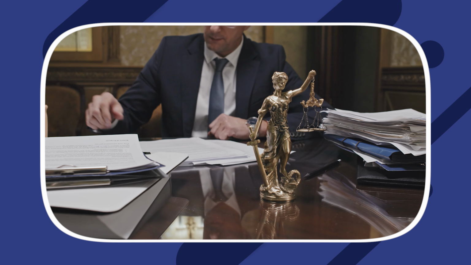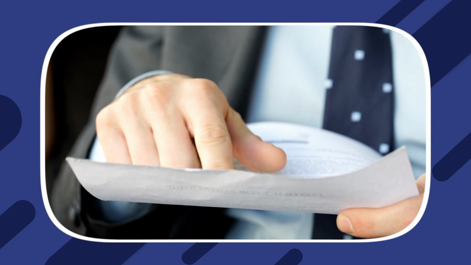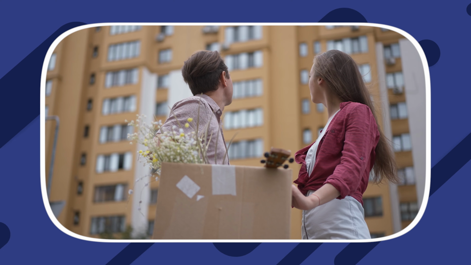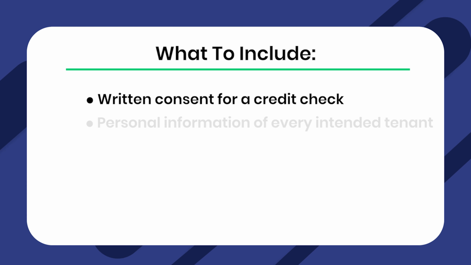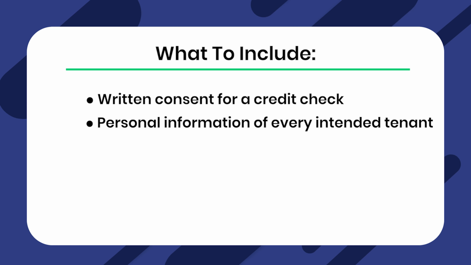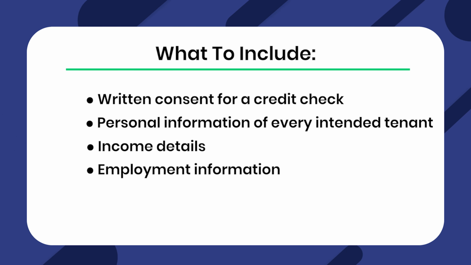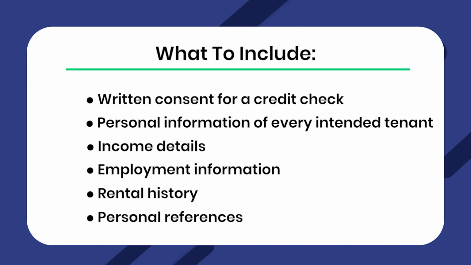Just a disclaimer, if you need specific legal advice, consider speaking to a lawyer or a real estate manager to answer any questions you may have. Montana landlords have quite a bit of wiggle room in deciding what they want to find out from potential tenants. The rental application form is supposed to be a reasonable look into someone wanting to become a tenant on your property. Some of the items you may request include a written consent for a credit check, personal information of every intended tenant, income details, employment information, rental history, and personal references.